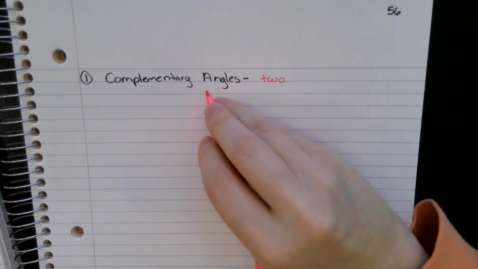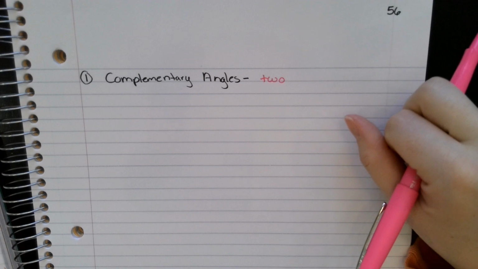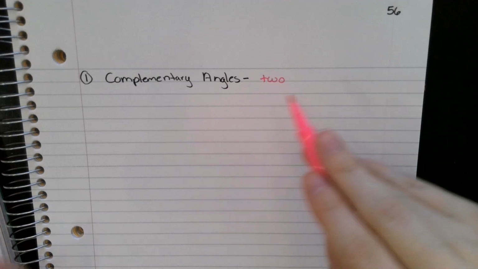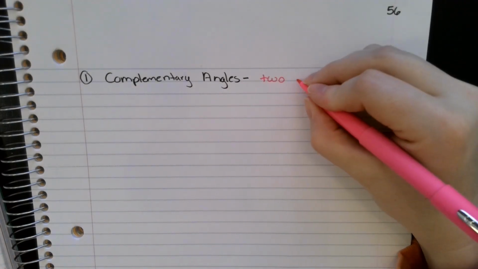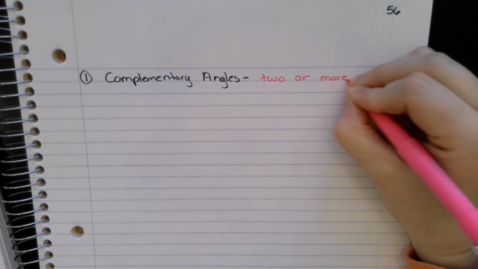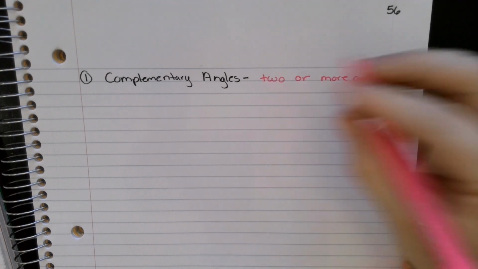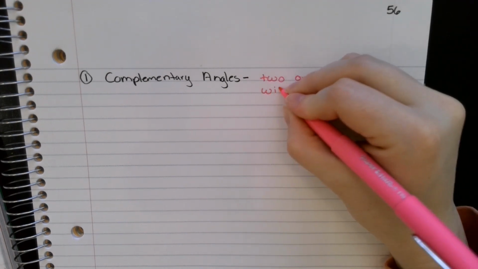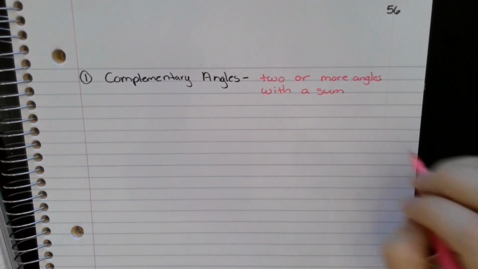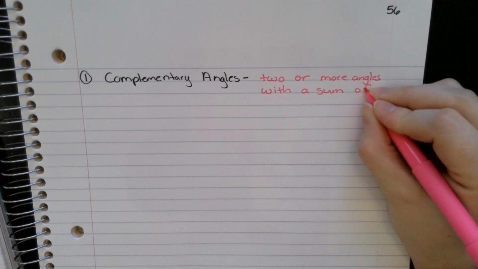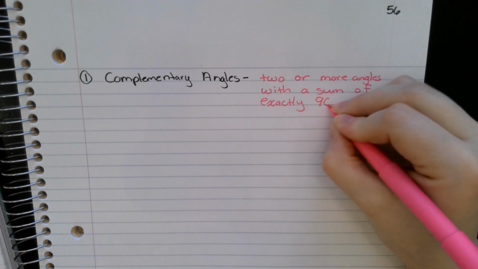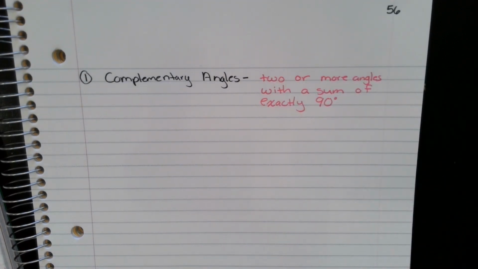So again, these are relationships. Think about if you have a relationship, there has to be more than one person to have a relationship. It's the same thing with angles. You have to have more than one angle in order for there to be a relationship. So here, complementary, that means we have 2 or more angles with a sum. And remember the word sum means you're adding those angle measurements together. It has a sum of exactly 90 degrees. It has a sum that is exactly 90 degrees.